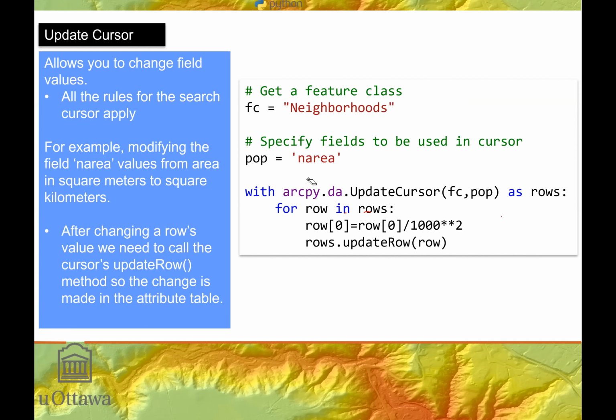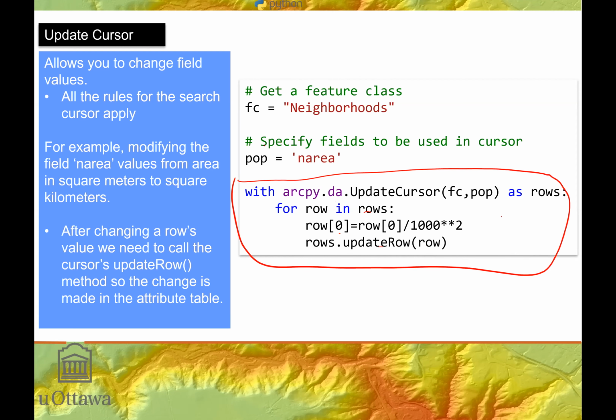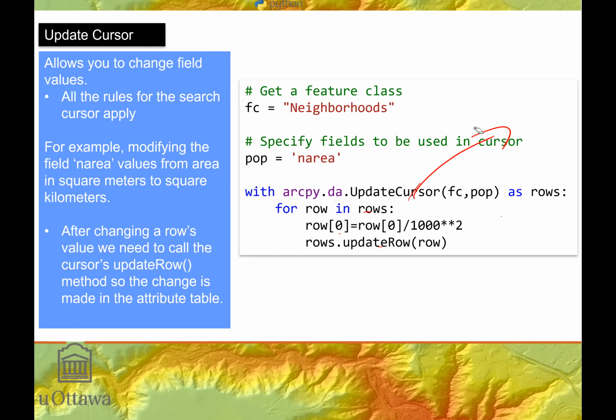Now, nothing happens to the original attribute table until you call the update row method and send the current row to it. So you have to say rows.updateRow and then row. And again, that's just that thing there. So it knows that it's updating that particular record. And then it changes it in the actual shapefile, only once it's completely run. So once it's completely run and the cursor is released, then it will save the updates. So you won't actually see anything updated until the cursor is finished going through everything.